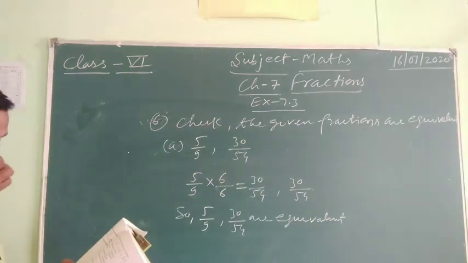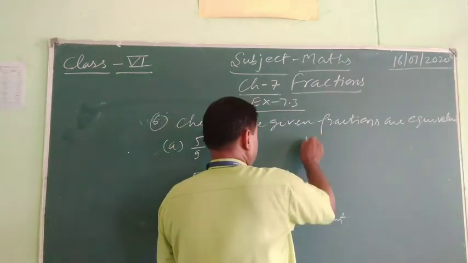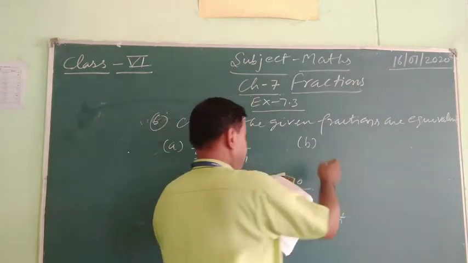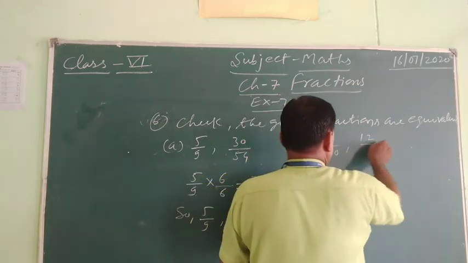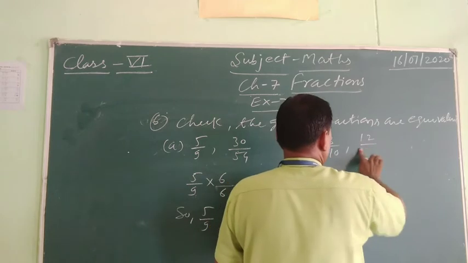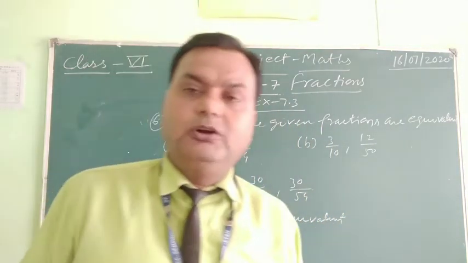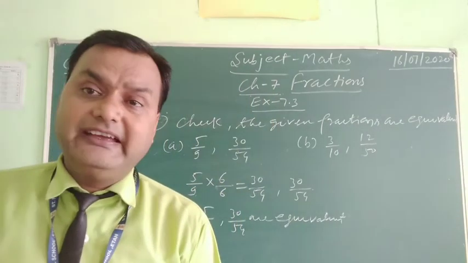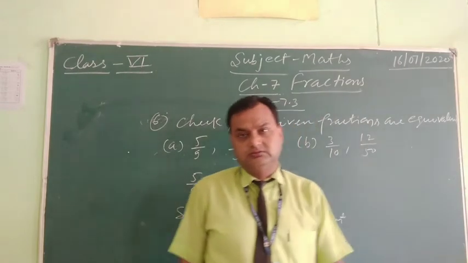Now B part, 3 upon 10 and 12 upon 50. 3 upon 10 and 12 upon 50. We have to check whether these fractions are equivalent or not.